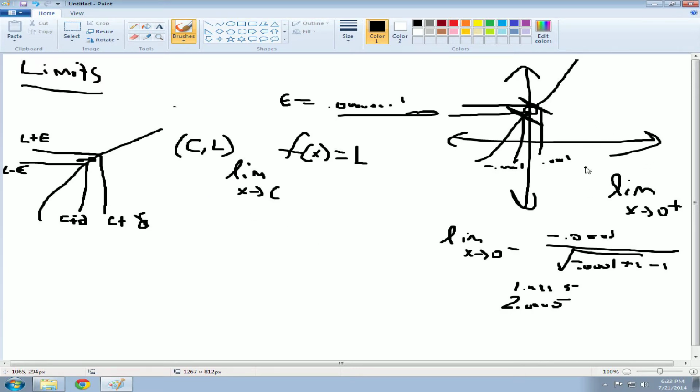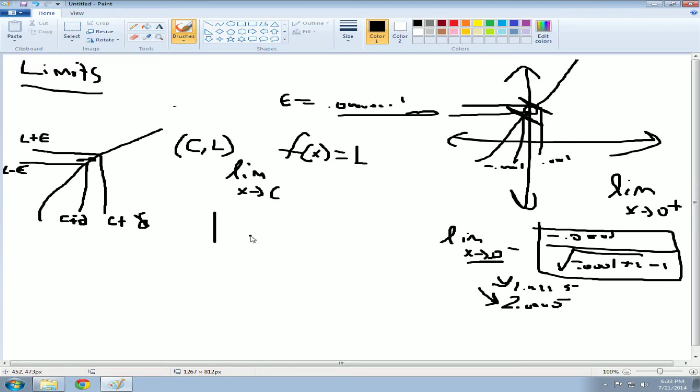What we did here is that we have f of x right here, and as we got really close to 0, we found these numbers, 1.999 and 2.005. So as we approach c, we found L right here. That's what we're doing here, and we have these two equations.